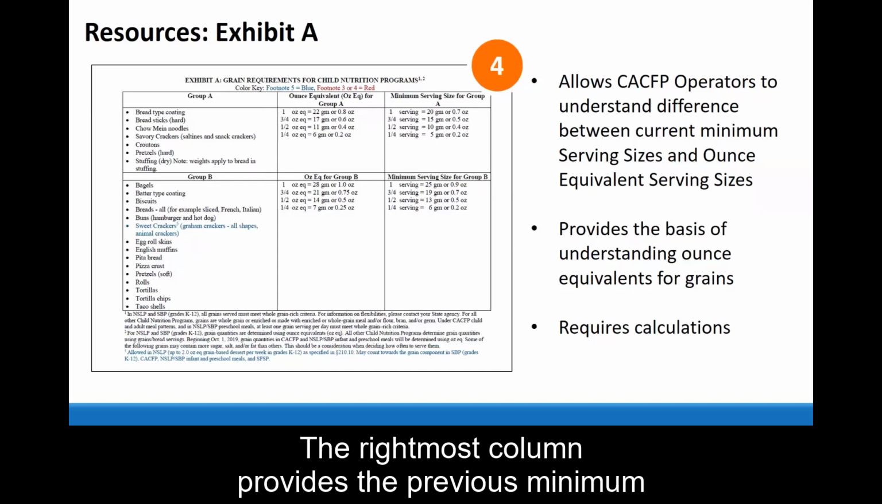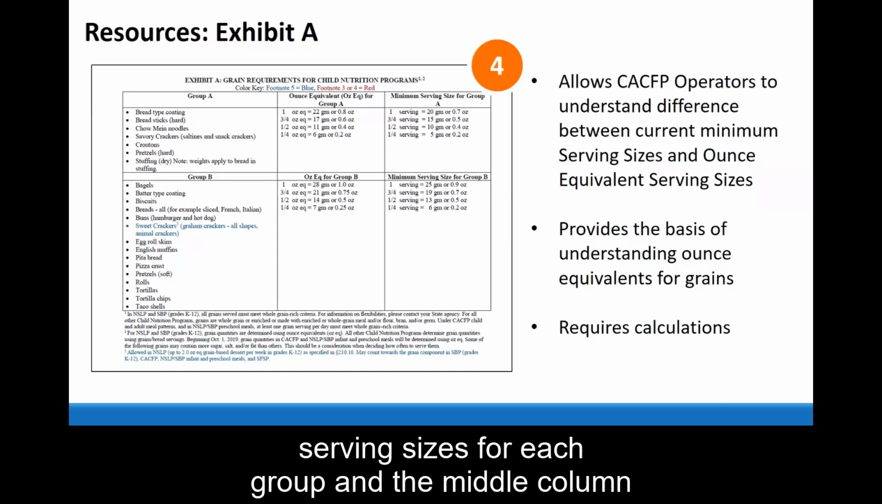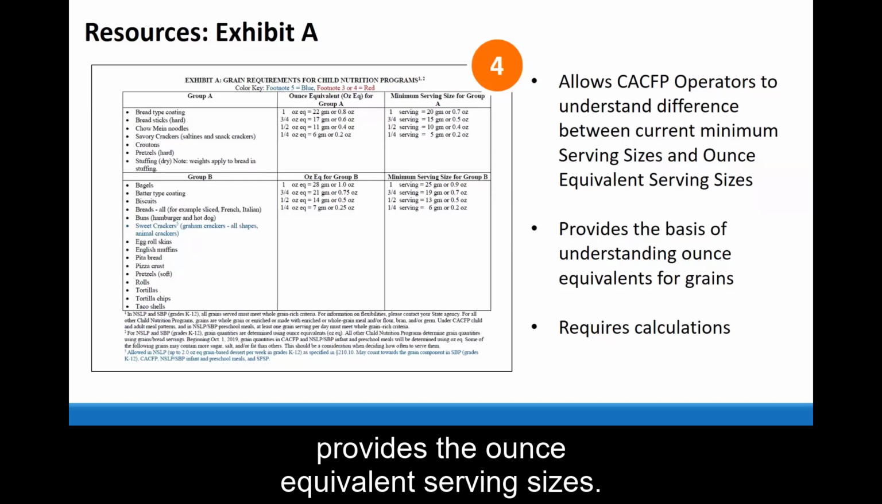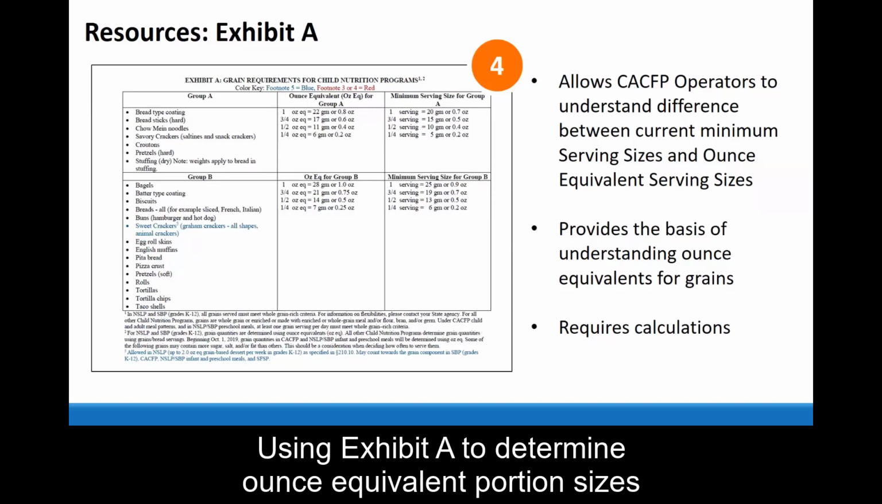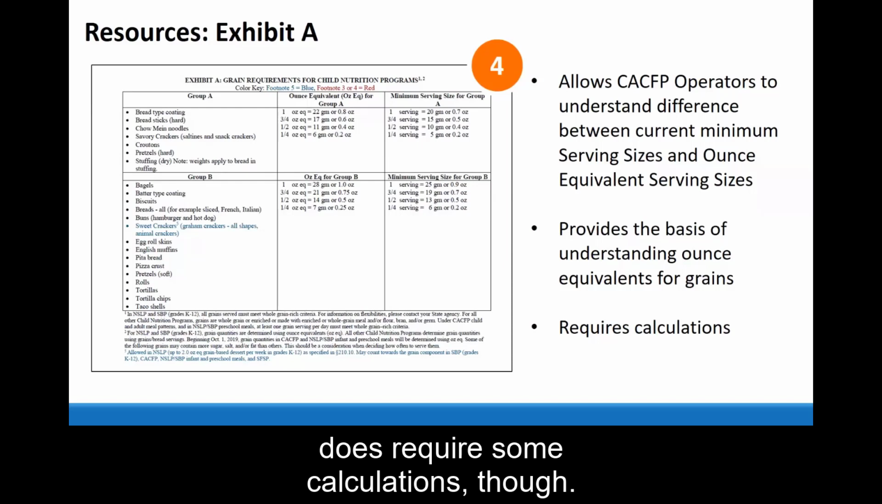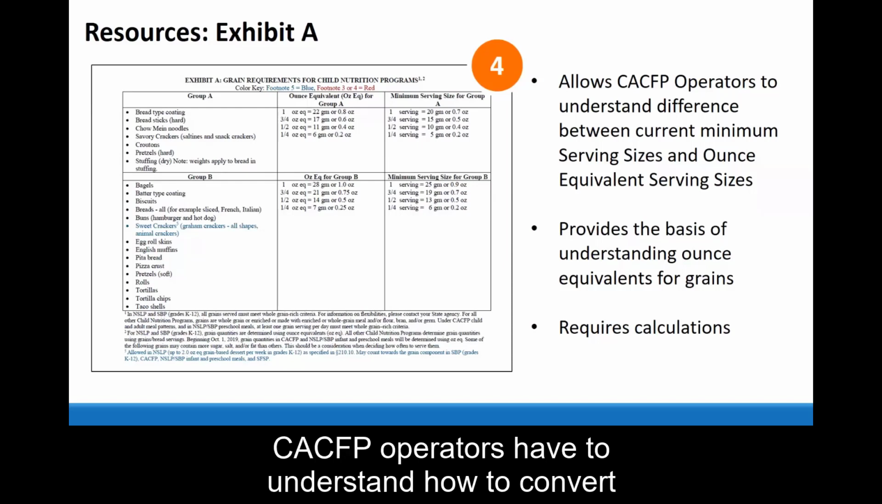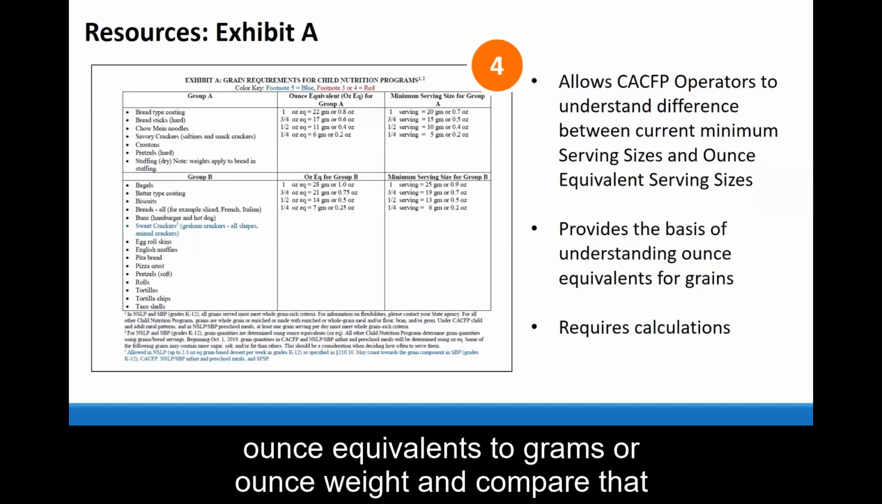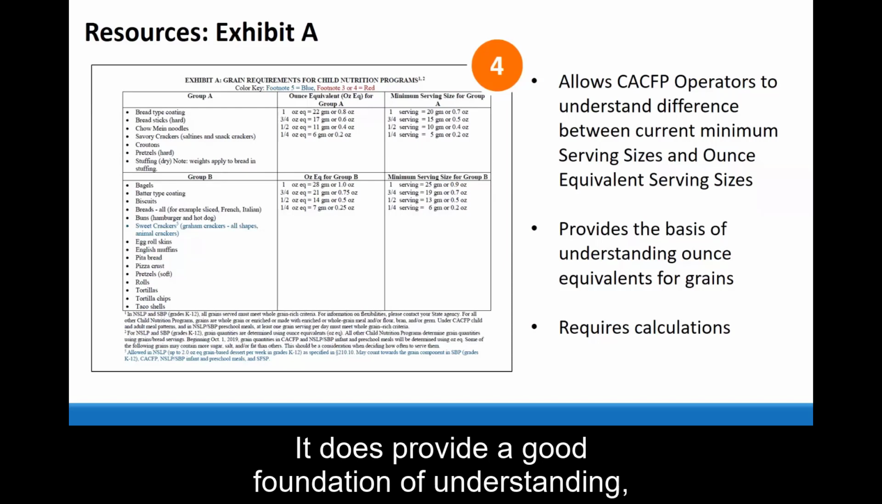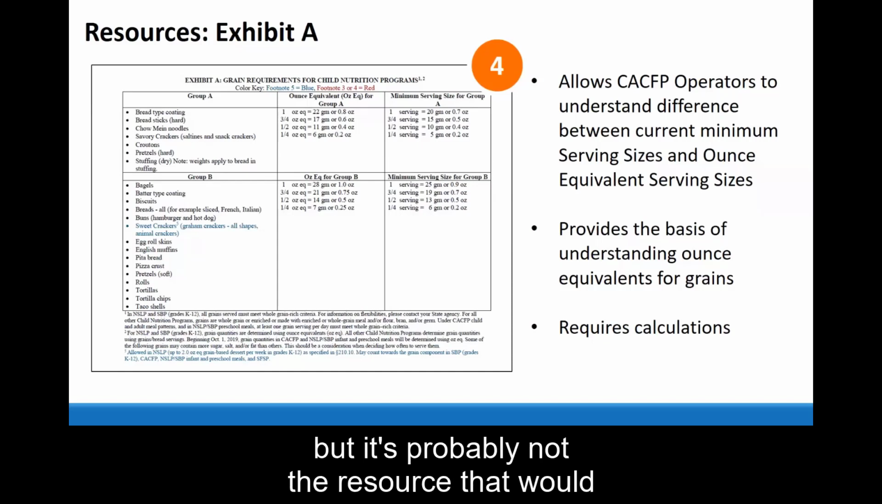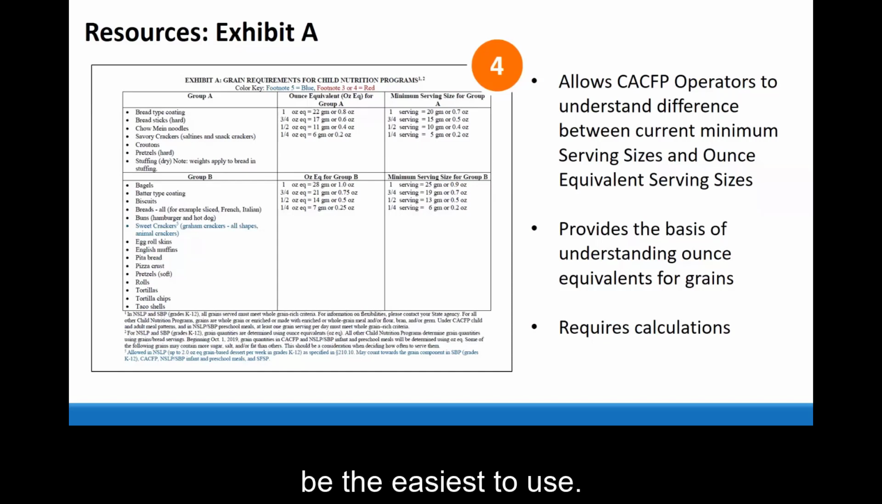The rightmost column provides the previous minimum serving sizes for each group, and the middle column provides the ounce equivalent serving sizes. The chart allows for comparison between the 2 systems. Using Exhibit A to determine ounce equivalent portion sizes does require some calculations though. CACFP operators have to understand how to convert ounce equivalents to grams or ounce weight and compare that to nutrition fact label serving sizes. It does provide a good foundation of understanding, but is probably not the resource that would be easiest to use.